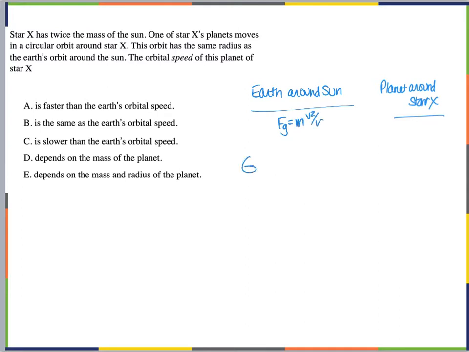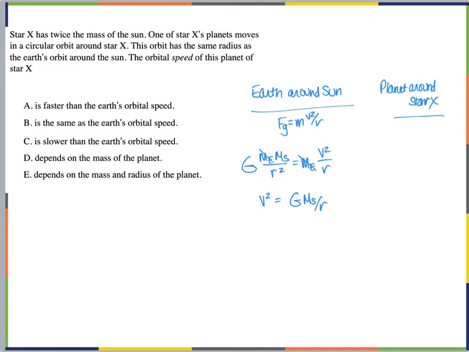So for the Earth, it's big G, the mass of the Earth, the mass of the Sun, over r squared, is equal to the mass of the Earth, v squared over r. This is where you might have been worried when you read the question, that it didn't really tell you anything about the planet and how it compared to the Earth, because that's going to cancel out. If I solve for v squared, I get big G, the mass of the Sun, over r.